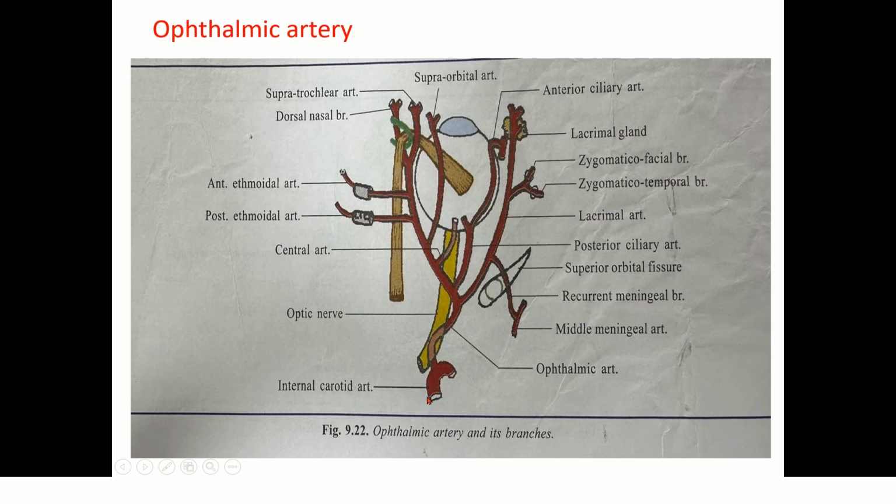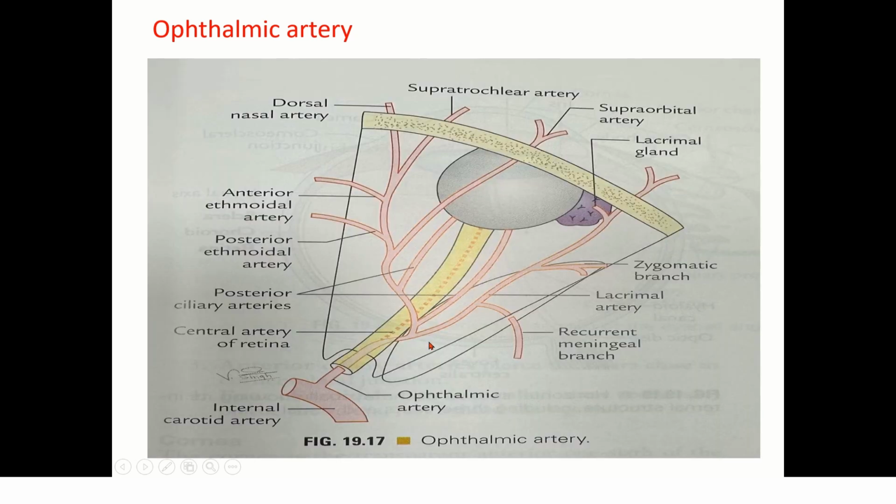And if you observe, there are so many branches. So one of the most important branch will be the central artery of retina, which supplies the optic nerve and the inner 6 to 7 layers of the retina.